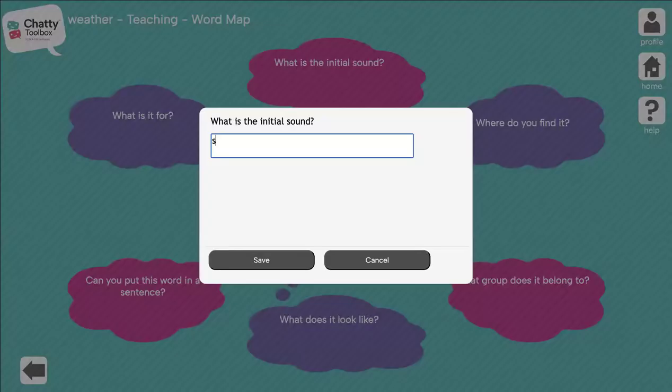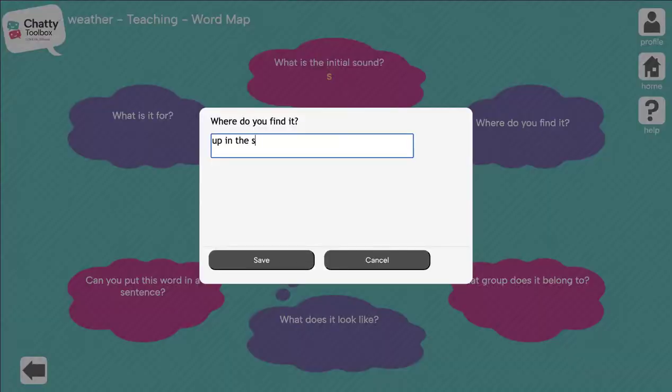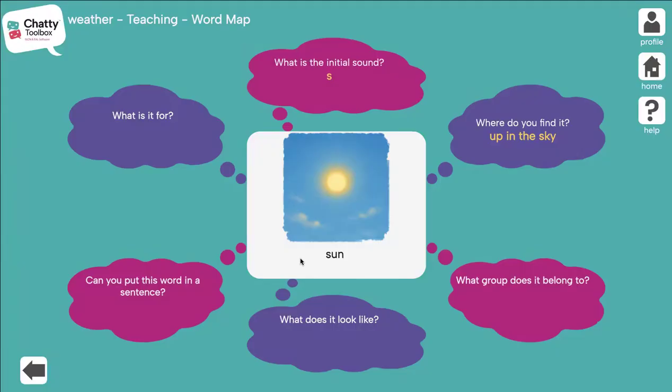What's the initial sound of sun? It's S. Where do you find it? Up in the sky. And you can see each answer, it shows up on the screen here, so you can fill all those in. Makes a lovely carpet piece of work. Great for once you've taught the vocabulary as a way of just checking that the words are being remembered, consolidated, and maybe you've taught the word sun in the morning, then in the afternoon you can pop back in and go through this with the children, see who can give you the answers.